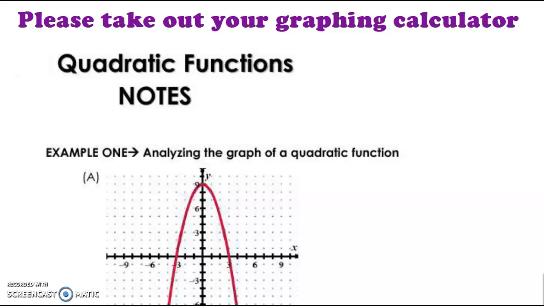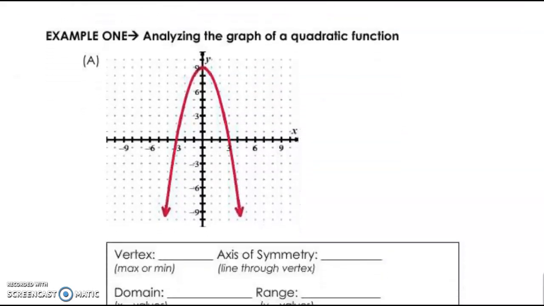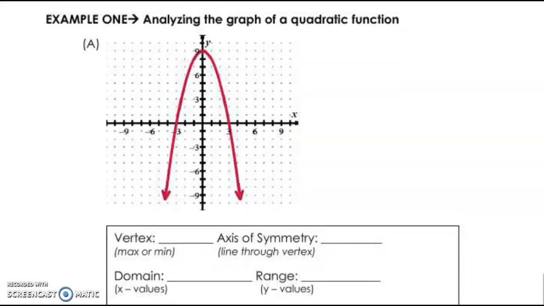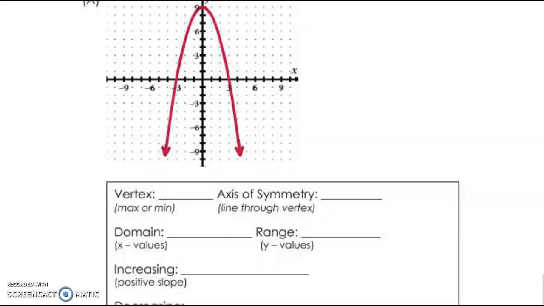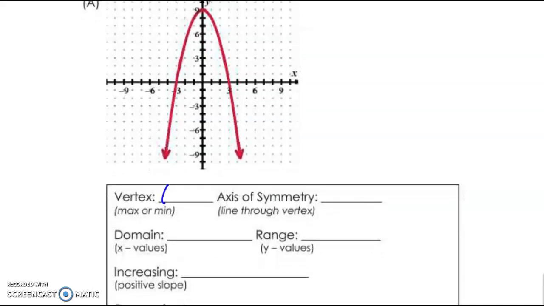So let's go ahead and I'm just going to quickly brush through this to make sure I can get this finished in 15 minutes. But let's go ahead and analyze, take a look at this graph. The vertex is at 0, 9. So that means the axis of symmetry is vertical, right? That'll be x equals 0. It's right here. It's the y-axis, so it's x equals 0.